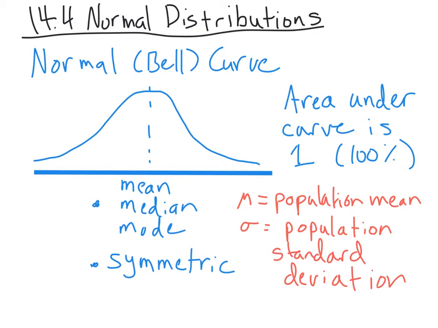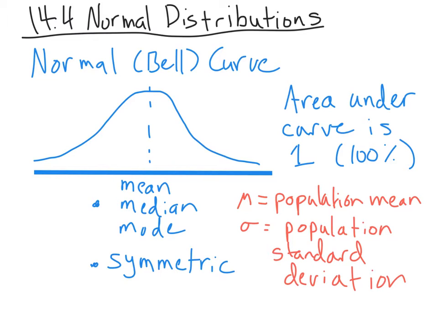Hey everyone, this is 14.4 normal distributions. What I have here is a drawing of a general normal curve, which people often call the bell curve. And essentially what's going on here is often when you take a very large set of data, the data tends to fit what we call the normal curve.